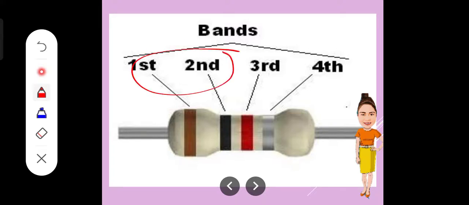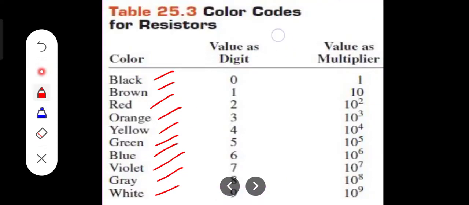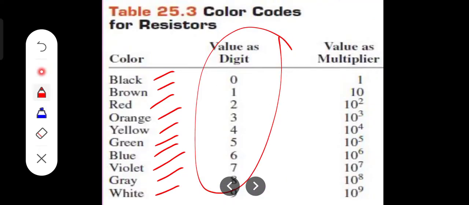For the first two bands, starting from the one nearest an end, we will use the digits. This one is for the first and the second band only.